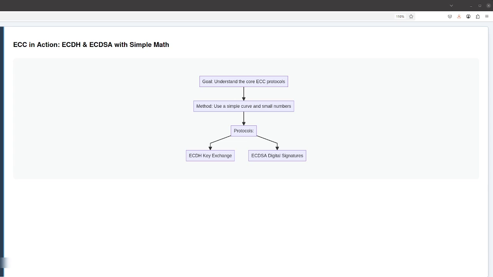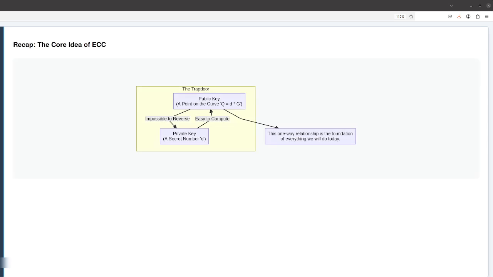Today, we're going to demystify the two core applications of elliptic curve cryptography: the ECDH key exchange and the ECDSA digital signature algorithm. The math behind ECC can seem intimidating, so we're going to strip it down to its essentials. We will use a simple, custom-defined elliptic curve and small prime numbers to walk through every step of the process. By the end, you will see exactly how the math works and gain a much deeper intuition for how these powerful protocols provide security.